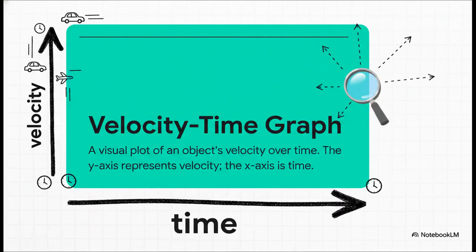Okay, let's break down the axes. You've got time, which is pretty straightforward, just moving forward along the bottom, the horizontal x-axis. But going up the side, the vertical y-axis, that's where we have velocity. And remember, this is super important. Velocity is not just speed. It's a vector, which means it has both speed and direction.